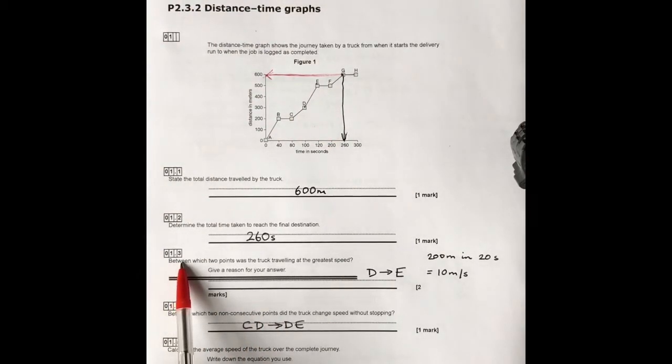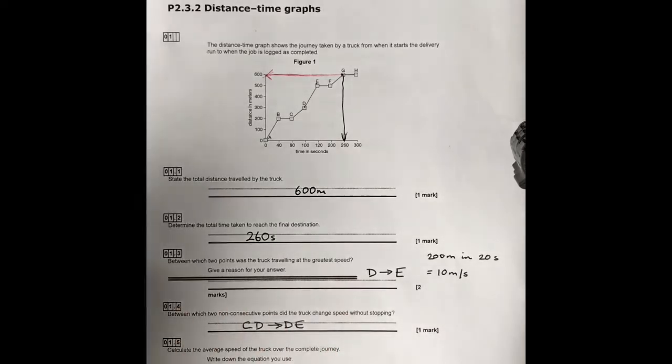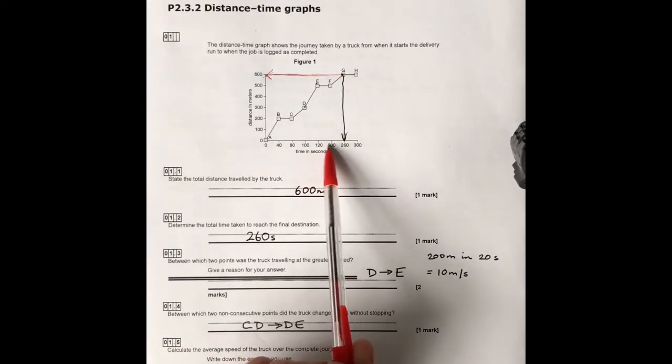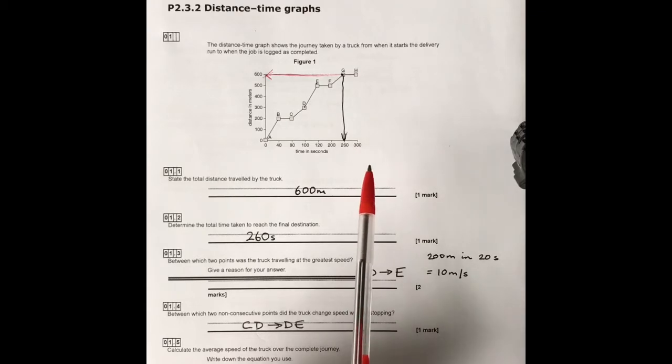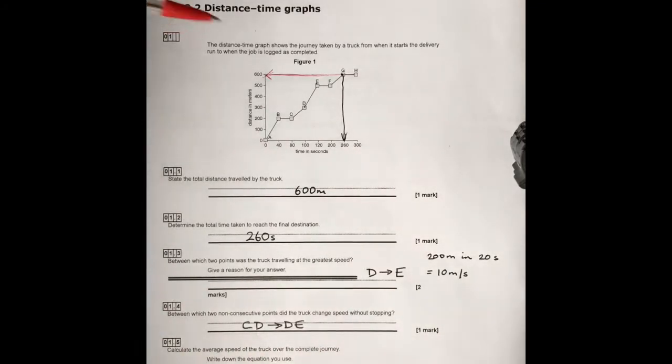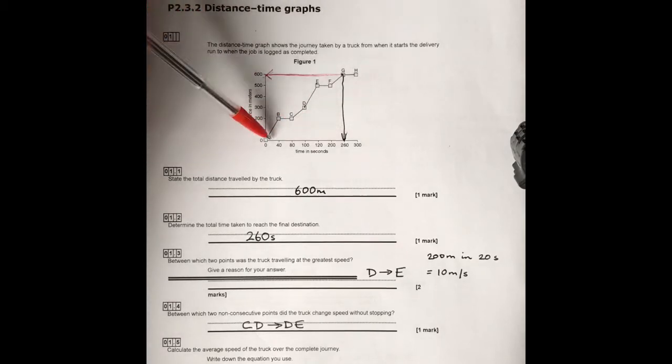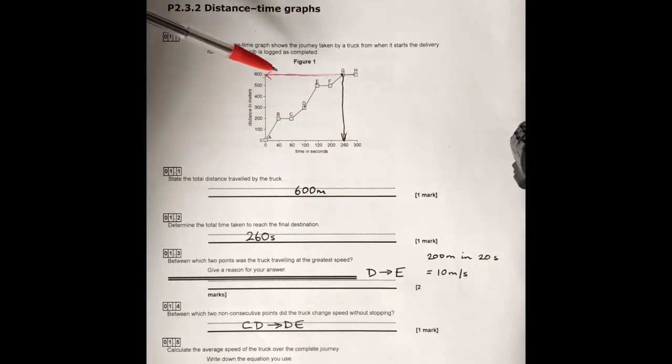1.3 is a little bit more interesting. Which 2 points of the truck were travelling at the greatest speed? Now, if this was a uniform scale here, then we would look for the steepest line on the graph, which is DE in this case, that's the steepest, or possibly AB. However, this scale is not uniform, so we have to be really careful.